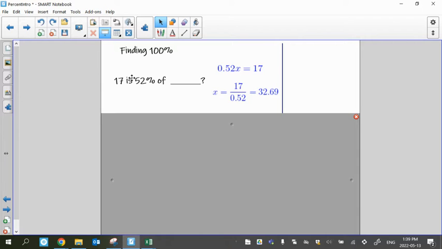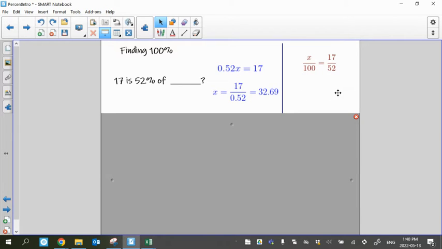Another way to look at these types of questions is this. We try to set up a ratio that tells me I need to know what is 100%. So take a look at how this ratio is set up. X divided by 100 would be the number we're looking for, our X. And we know that 17 is equivalent to 52%. So this is just solving this proportion.